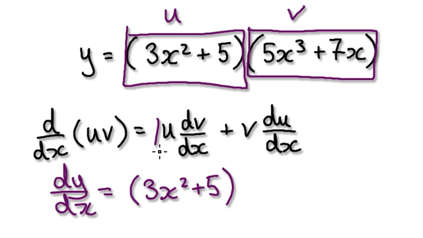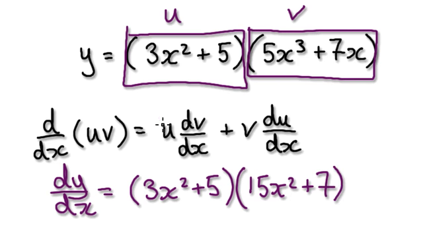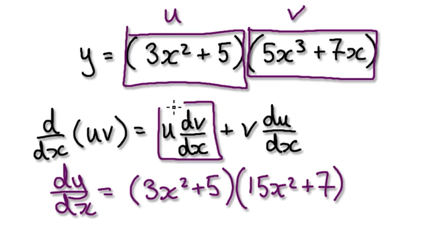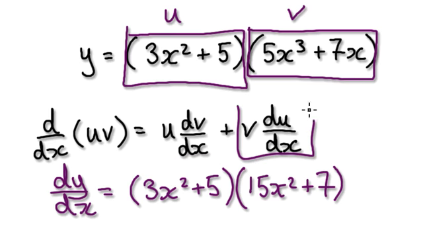So this here is u. Keep u the same, and then differentiate the v. Differentiating the v, which is this block here, gives 15x squared plus 7. So this is u, which is this bit here, and this is us differentiating the v. That's us differentiating the v. Now this block has been taken care of. We now need to do the other part.